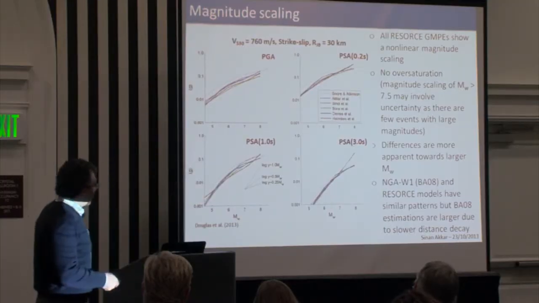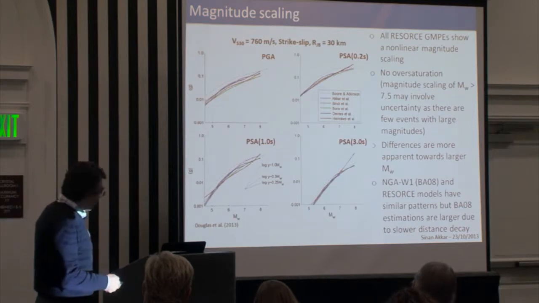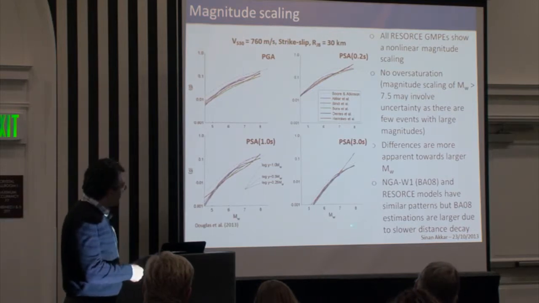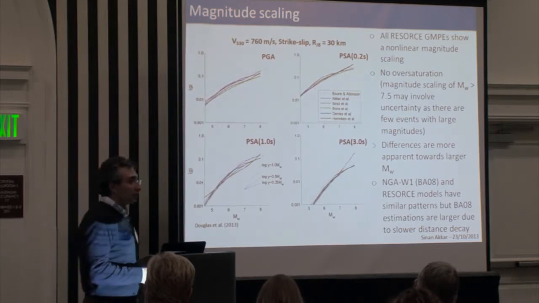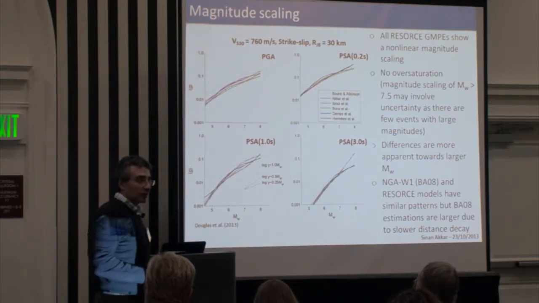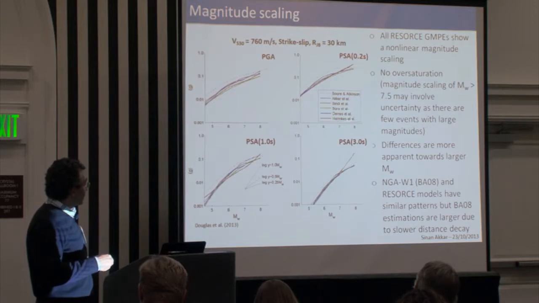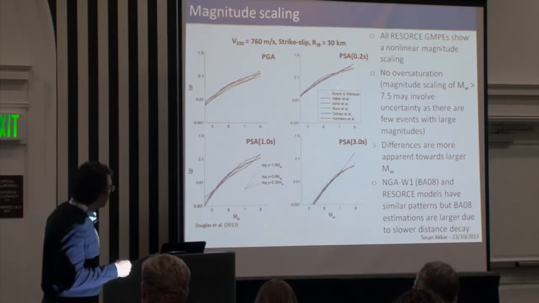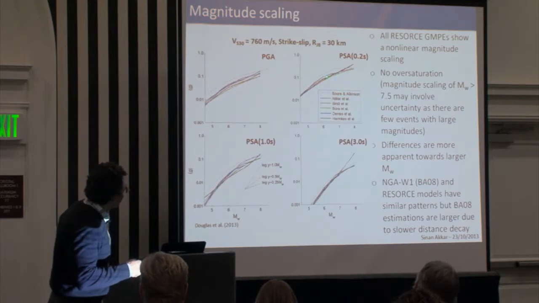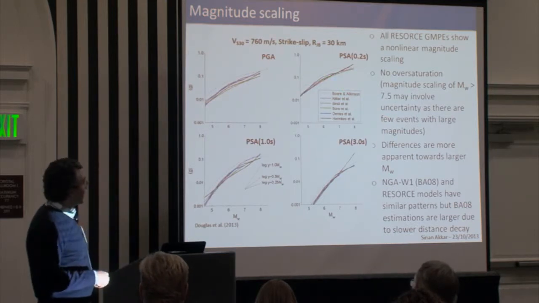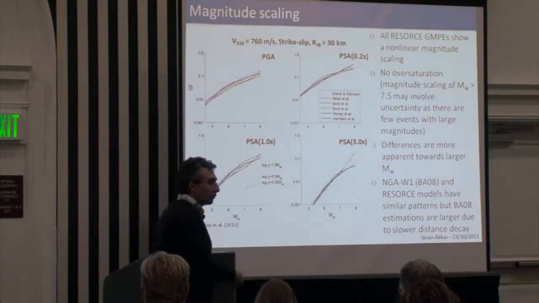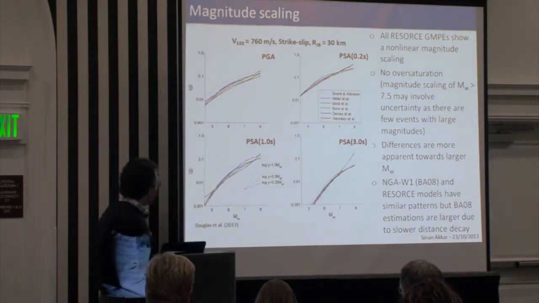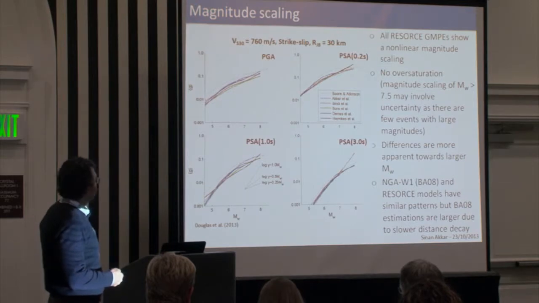Well, the differences become apparent for larger magnitudes here again, and as you can see here, the data-driven models, in particular, I think the one from Hermkes, have a very complicated magnitude scaling. There is some sort of fluctuation with magnitude.